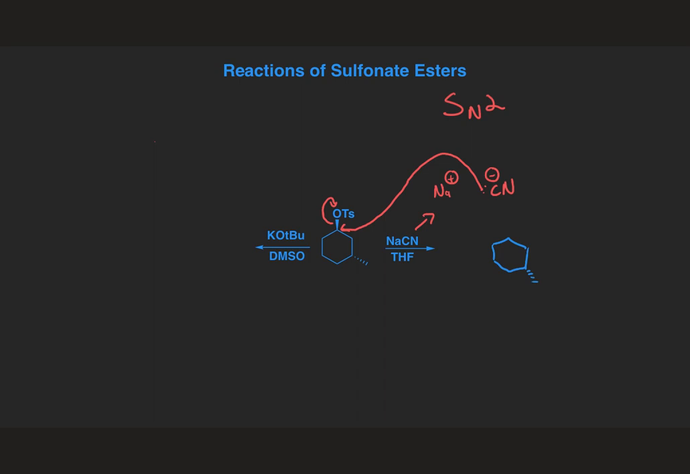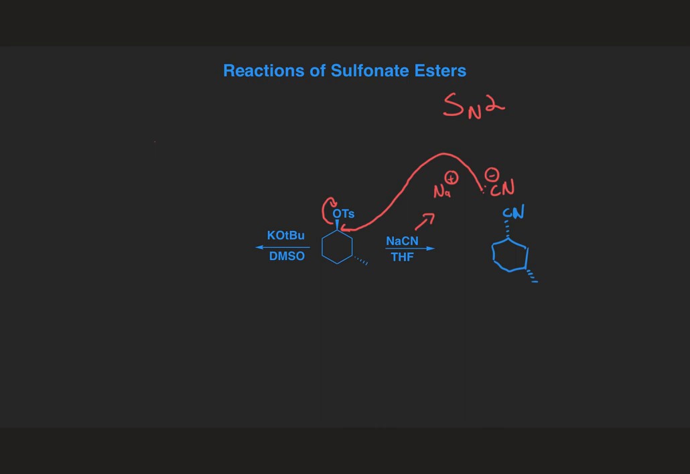And remember, SN2 occurs with inversion of configuration. And so if that tosylate was coming out of the page at us, this cyanide is going to be going back into the page, like so. So secondary tosylates with relatively weak bases but good nucleophiles can undergo SN2 type chemistry.